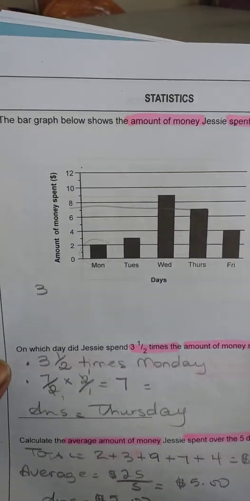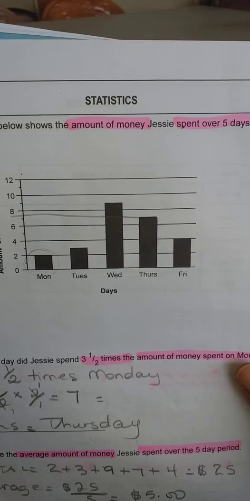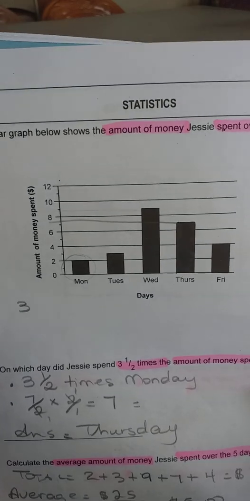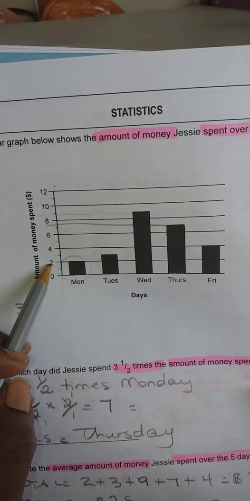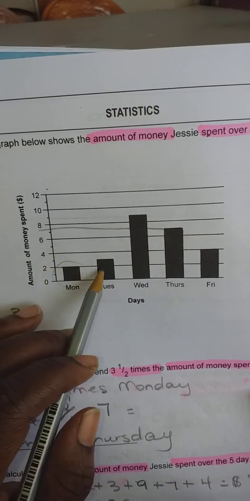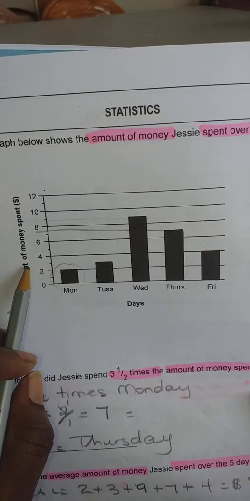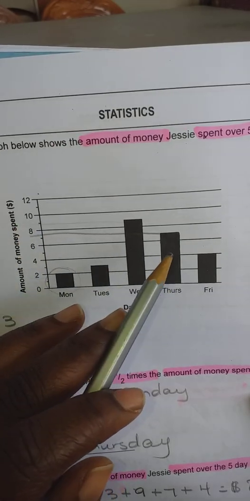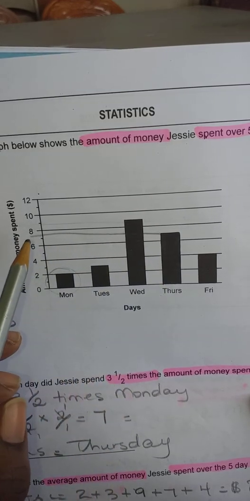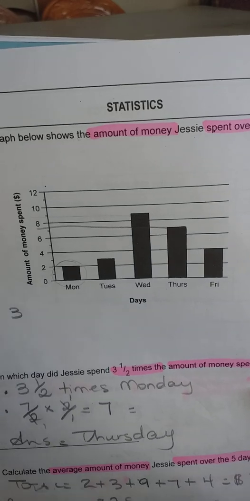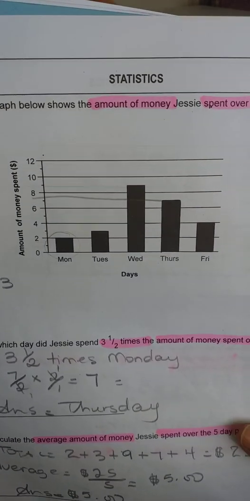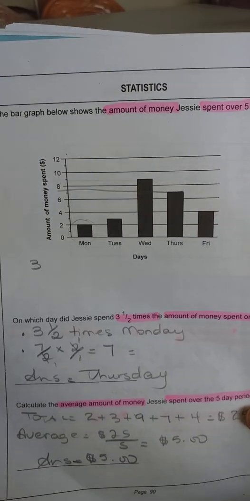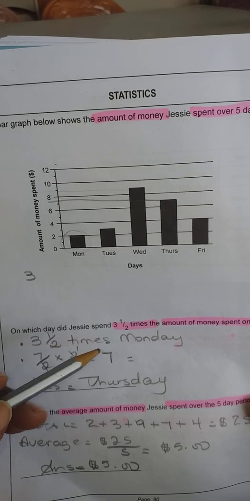Right, we are on the next question here. The bar graph shows the amount of money Jesse spent over 5 days. So we have Jesse spending money over 5 days. On Monday, he spent 2. On Tuesday, we are in between there, Tuesday is 5. On Wednesday we have 9, on Thursday we have 7, and on Friday we have 4, right? On which day did Jesse spend 3.5 times the amount of money spent on Monday? So we need to find 3.5 times Monday. How much is Monday?